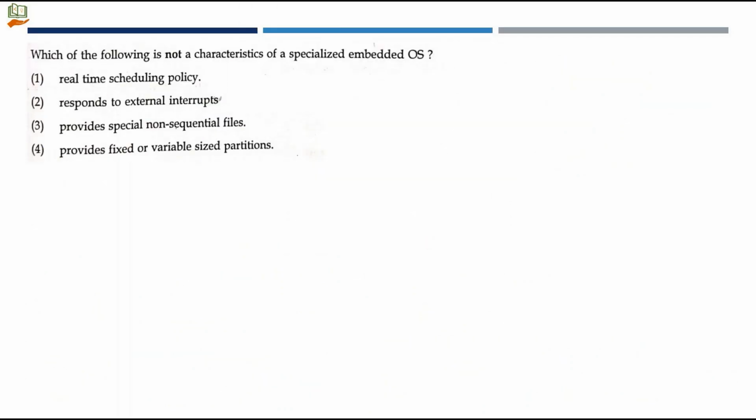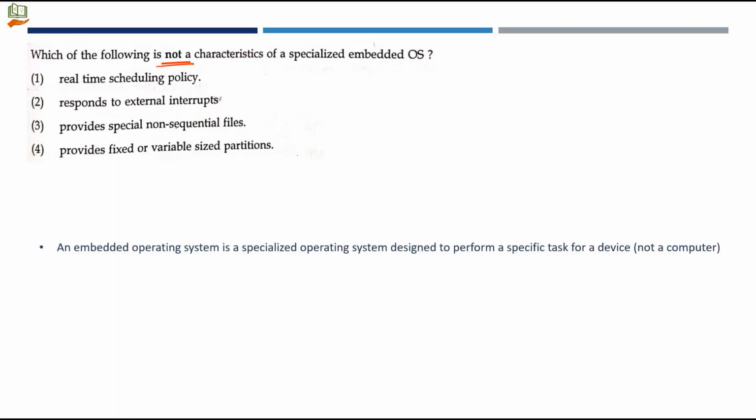Next question. Which of the following is not the characteristics of a specialized embedded OS? What is an embedded operating system? It's a specialized operating system designed to perform a specific task for a device. The device will not be a computer. The operating system will be designed in such a way that for whatever purpose you have built that device, for that purpose only this operating system will work. An OS will be present, but that OS will be restricted to the functions of that device alone.